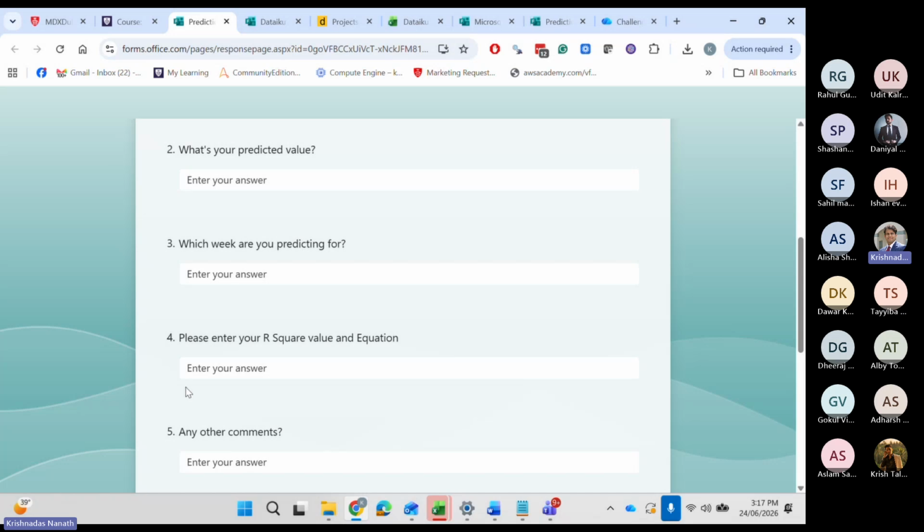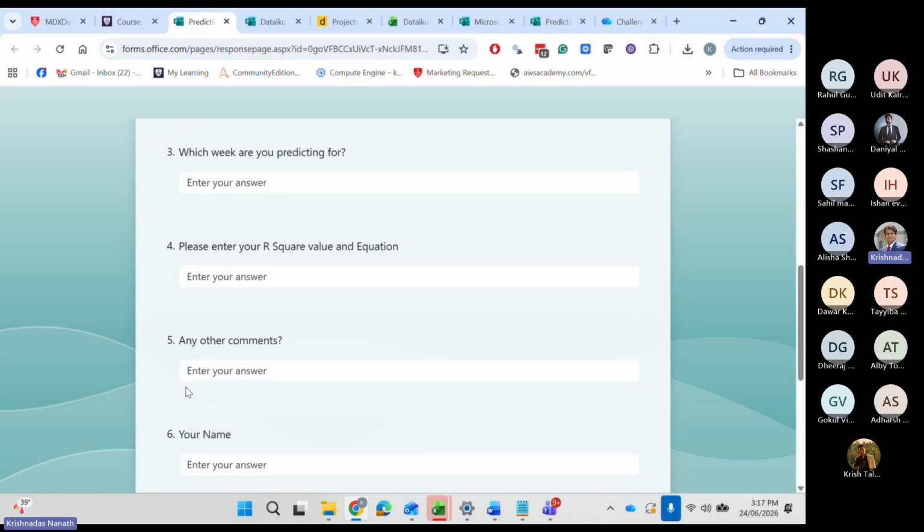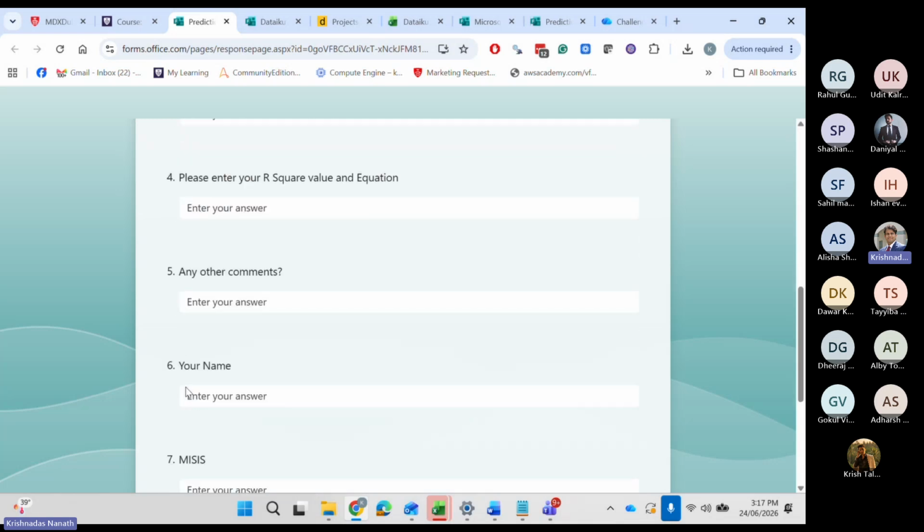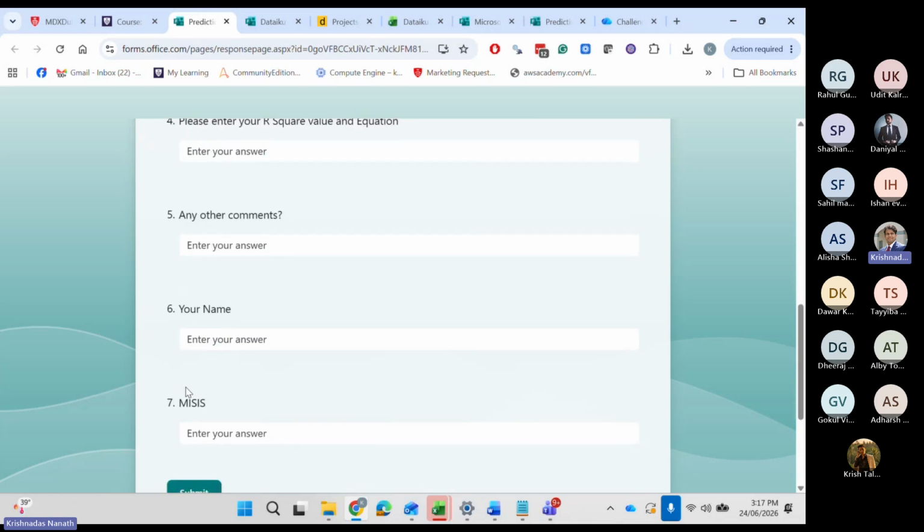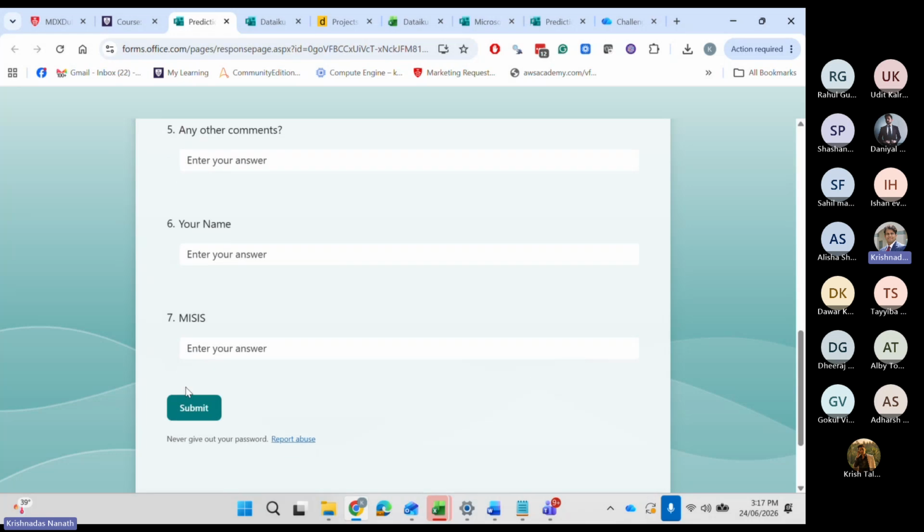And that's why you need to mention which week you are predicting for. If things stand as they are, then for 27th you're predicting. If you make any changes, mention that change. Okay. Please enter the R square that you got for the equation which you used for predicting, and the equation as well. What equation did you get? You put it. Any other comments? If you have, you can mention your name and your license. That's all you have to plug in at the end.